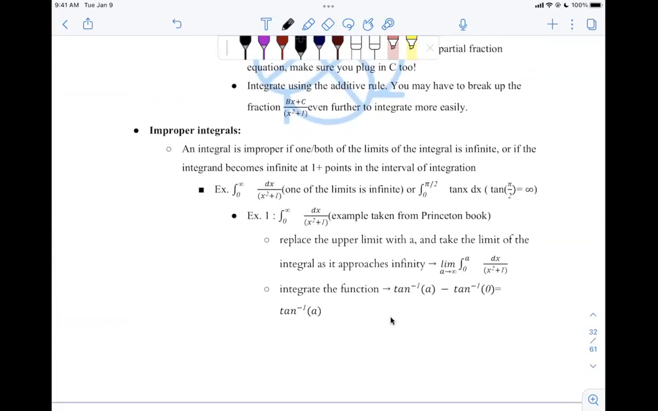There's also improper integrals, which is when your limits are not real numbers. So you can have an infinite limit, or you can have just a number, but where the function goes off to infinity. And then basically what you're going to do is take a limit, so you're going to find the integral from a to b, and then you're going to take a limit as b goes to infinity of that.